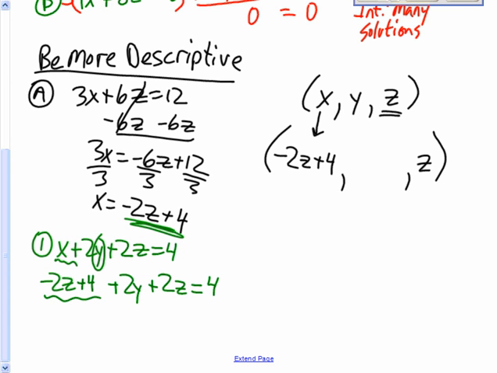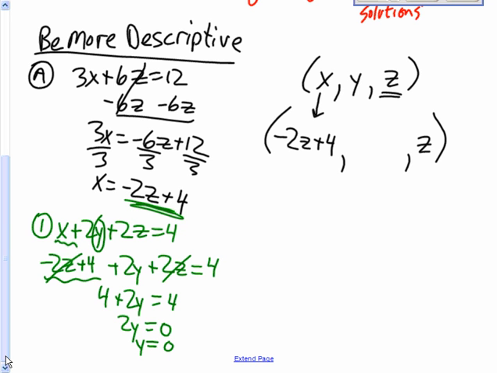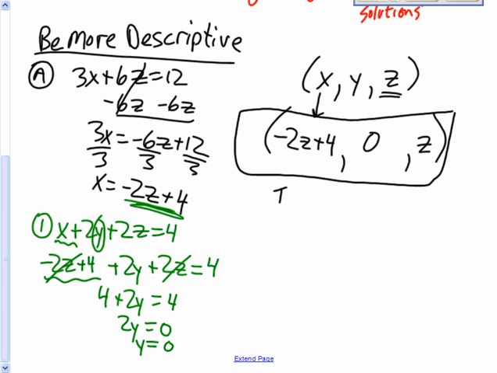So negative 2z, you notice I got a plus 2z over there, so those are actually gone. 4 plus 2y equals 4. Subtract 4, divide by 2. Guess what? y ends up being just 0. Okay, so here's my x comma y comma z. I say infinitely many solutions, but I know it's of the form negative 2z plus 4, 0, and z.